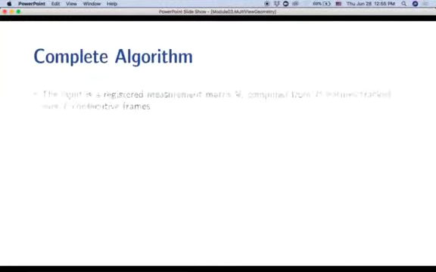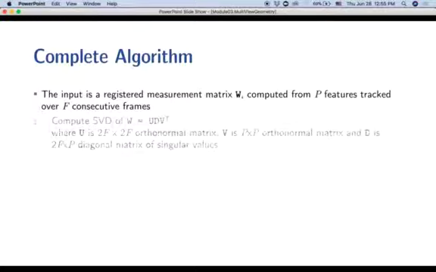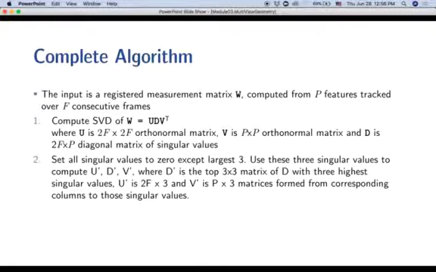Okay. Finally, I'm just repeating what we said in one go. The input is a registered measurement matrix W, computed from P features tracked over F consecutive frames. Step number 1, compute the SVD of W. That will be U, D, V transpose, where U is 2F by 2F, V is P by P, and D is a 2F by P diagonal matrix of singular values. Set all singular values to 0 except the largest 3. They should really be 0 if the model was accurate, but they will be non-zero because these are noisy measurements and the model itself is not accurate. They are sorted, so I just keep the first 3 and make all the rest 0.